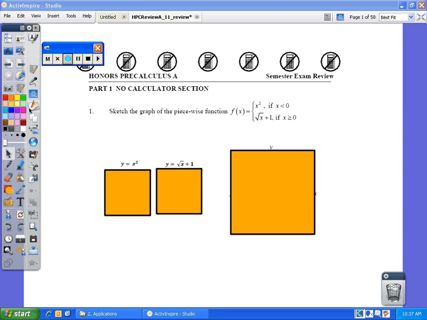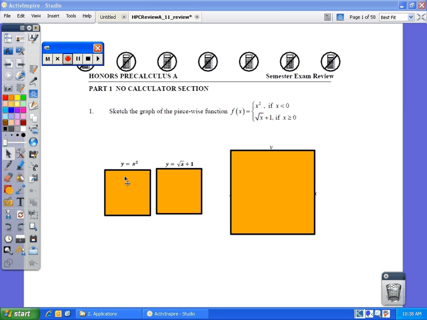1, which is sketch the graph of piecewise function. When you have a piecewise function, you have two or more pieces. In this case, we have two pieces. So the first thing you want to do is make a table for piece number 1, because the domain of this piece includes values which are less than 0.